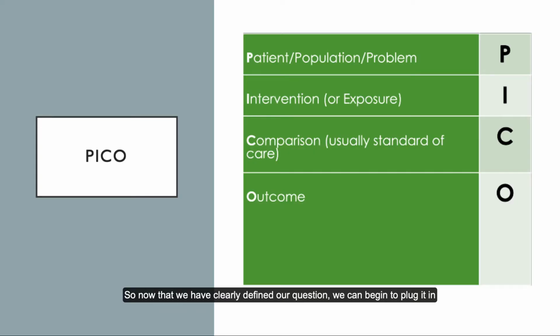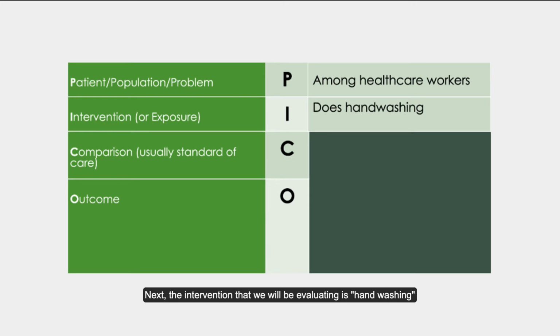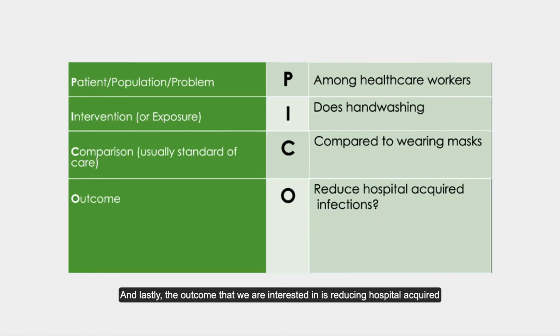Now that we have clearly defined our question, we can begin to plug it into the PICO framework. We will start with the P, patient or population, in our question, which is healthcare workers. So we've put the first part of our question, among healthcare workers, in the P section of PICO. Next, the intervention that we will be evaluating is hand washing. So we've next slotted in, does hand washing. The comparison in our question is wearing masks. So next we've slotted in, compared to wearing masks. And lastly, the outcome that we are interested in is reducing hospital-acquired infections.